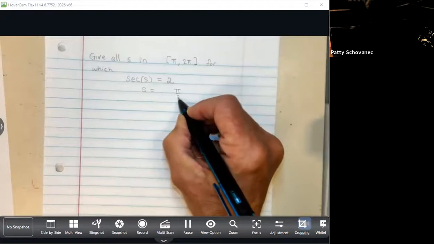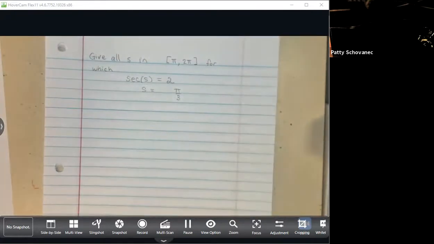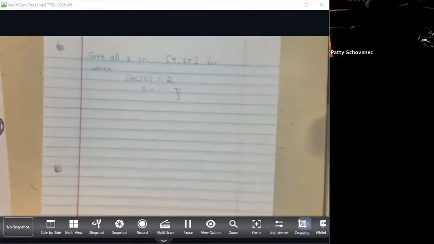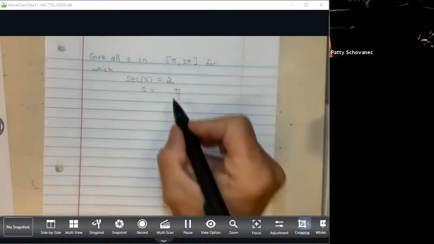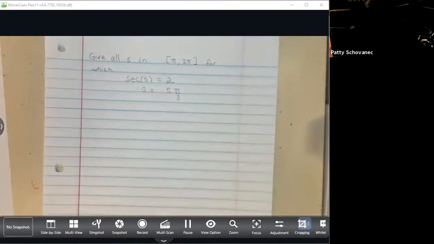Well, go to 2 pi and subtract pi over 3. 2 pi is the same as 6 pi over 3. So 6 pi over 3 minus 1 pi over 3 gives me 5 pi over 3. Okay.